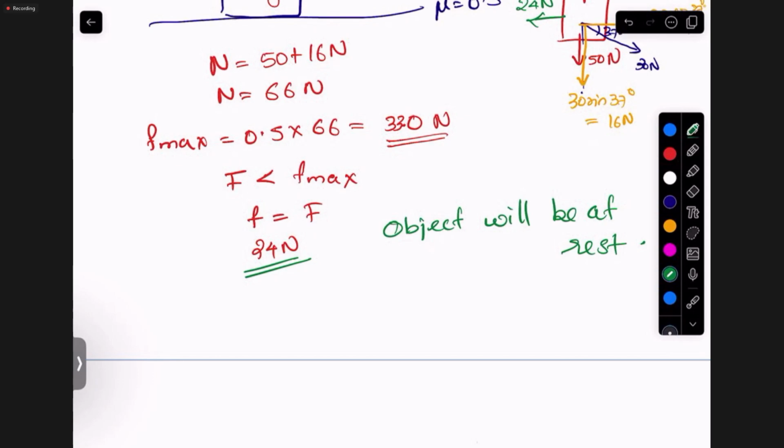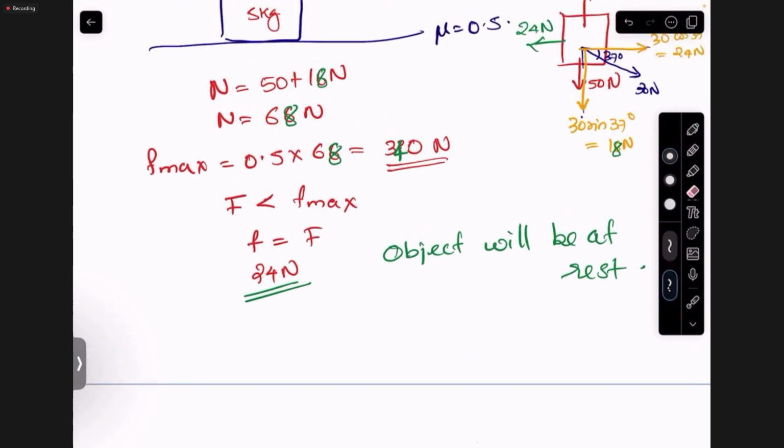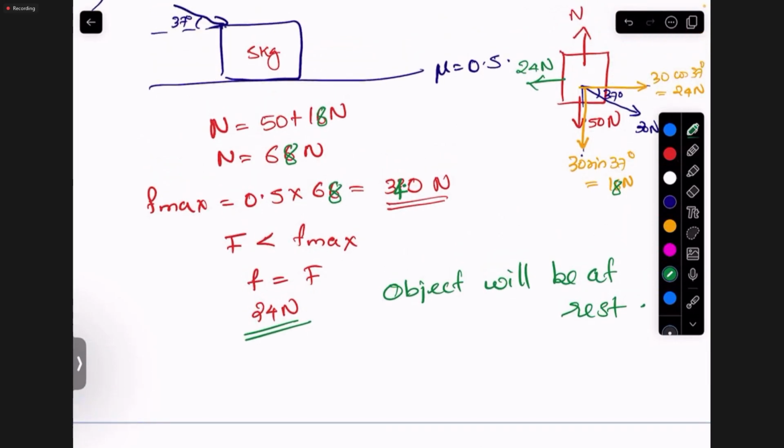Sorry, this is not 16, it's 18. A small mistake. So N is 68 and it will be 34 Newton. But again, it doesn't matter. The theory remains the same. So 34 Newton is the maximum limiting friction, and applied force is less than the limiting friction. So whatever we have applied, only that we will be getting as the frictional force, that is equal to 24 Newton. So the object will be at rest. So acceleration equal to 0.